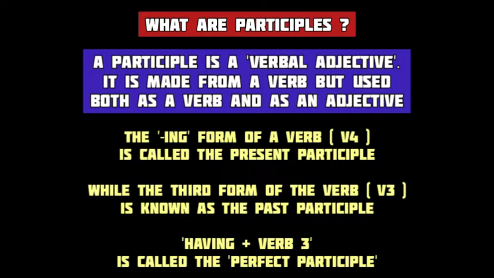There are three types of participles in English grammar. The ing or the fourth form of a verb is known as the present participle, while the third form of the verb is called the past participle. And when having is used before the third form of the verb, it becomes the perfect participle.